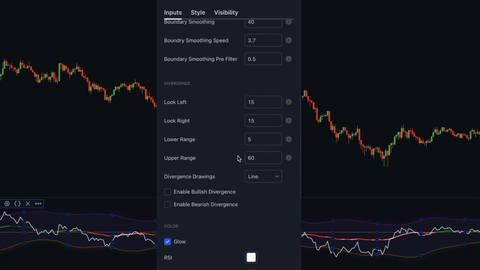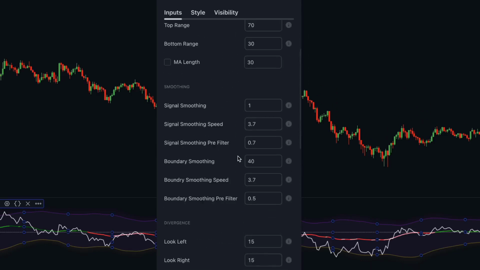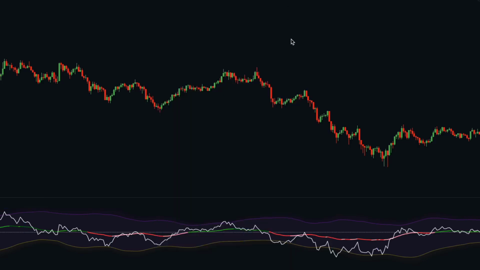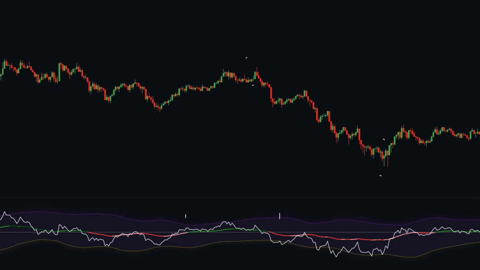You can use the center line as a directional filter for your trades by only picking trades in the direction of the center line. When the center line is above 0, the market is trending up. Conversely, when the center line is below 0, the market is in a downtrend. Use the polarity of the center line to estimate the strength of retracements from the oversold and overbought zones. Standard divergences are also incorporated, which are fully configurable in the settings.